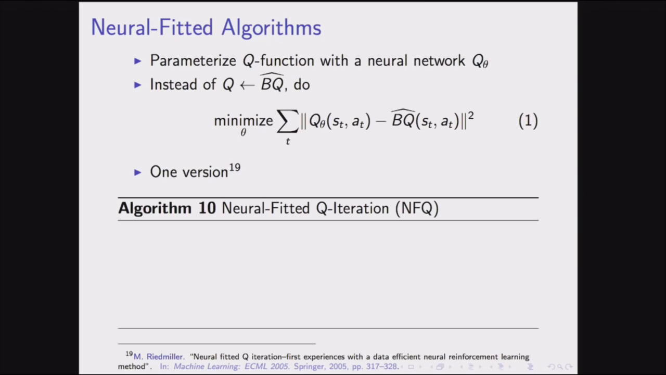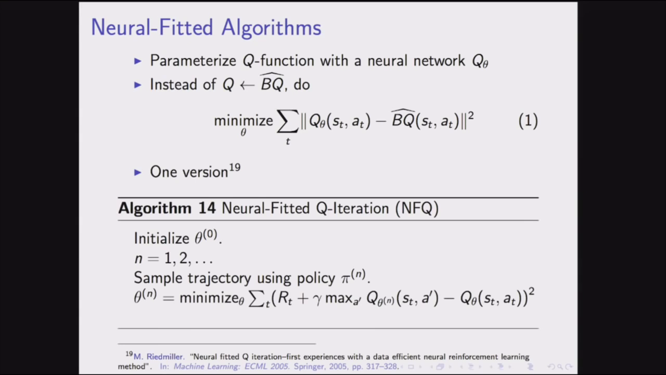So one version of this algorithm, which was introduced about 10 years ago, called neural fitted Q iteration, works exactly the way you'd expect. You sample trajectories using your current policy, which might be determined by the Q function, or it could be any old policy, as it turns out. Then you solve the least squares problem, where you're trying to minimize this quadratic error, which is based on the Bellman backup, the backup for Q star.